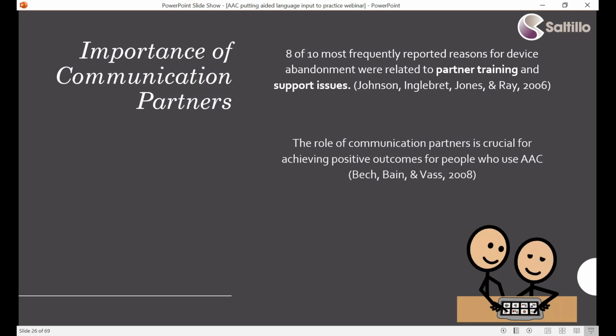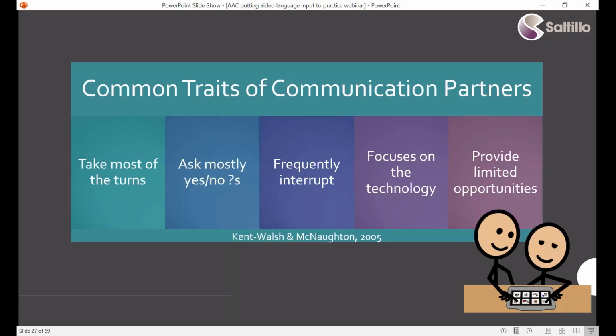for people who use AAC. Now, we've done a little bit more research over the years as far as what are common traits of communication partners. Unfortunately, not all of them are good. As communication partners, we tend to take the most of the turns, so communication turns. We tend to ask a lot of yes-no questions, or close-ended questions where there's not a lot of choices. We frequently interrupt, so we tend to either talk over or try to interject and try to fill in that silence for those people who use AAC.